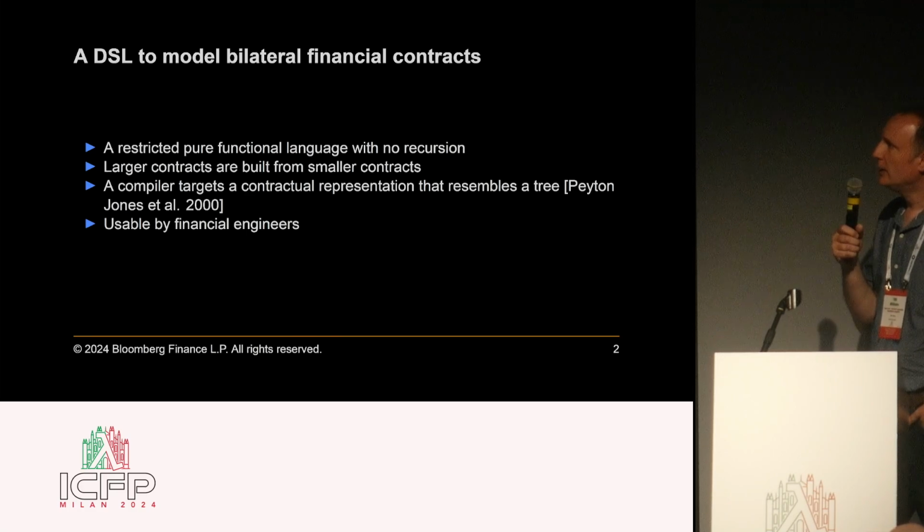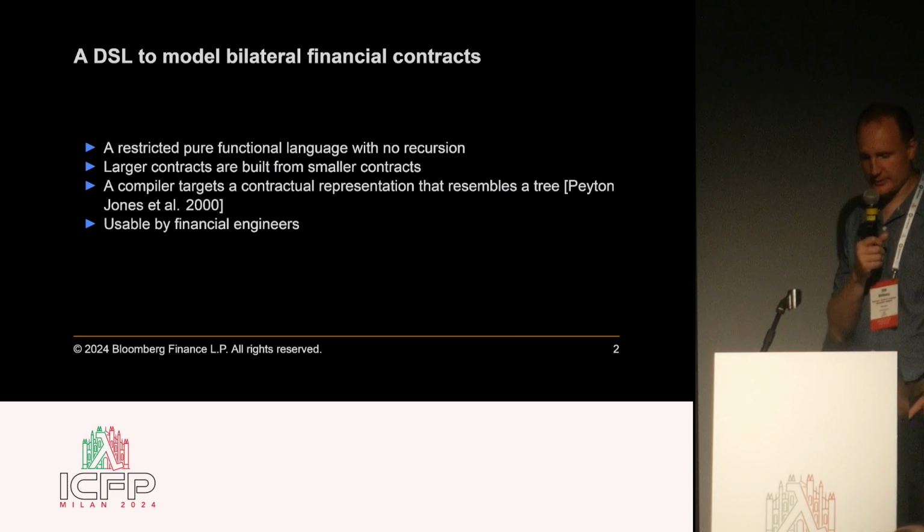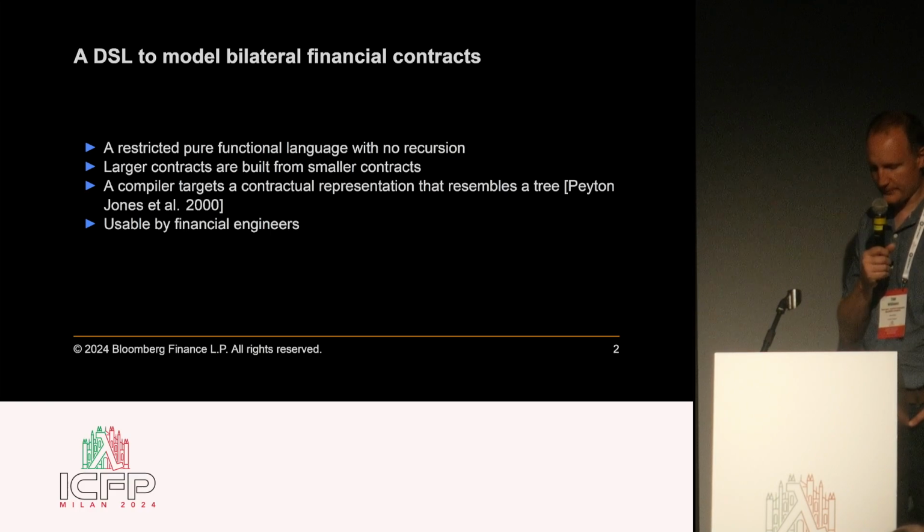And we target a contractual representation, essentially a tree, not that dissimilar to the one discussed in the famous Composing Contracts paper from 2000. But crucially, we have users, which is not guaranteed when these projects get kicked off. But we do now have many users. We've been going for 10 years. And our users are typically financial engineers. So these are sort of experts within Bloomberg that take term sheets and use this DSL to turn them into a representation that the computer can understand.